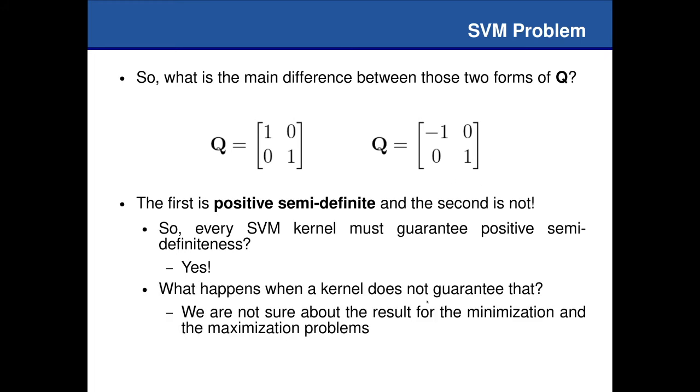What happens when a kernel does not guarantee that? What happens is no convergence. Your attempt to converge to a solution is not going to happen. You will not have the solution for your minimization nor for your maximization problems.